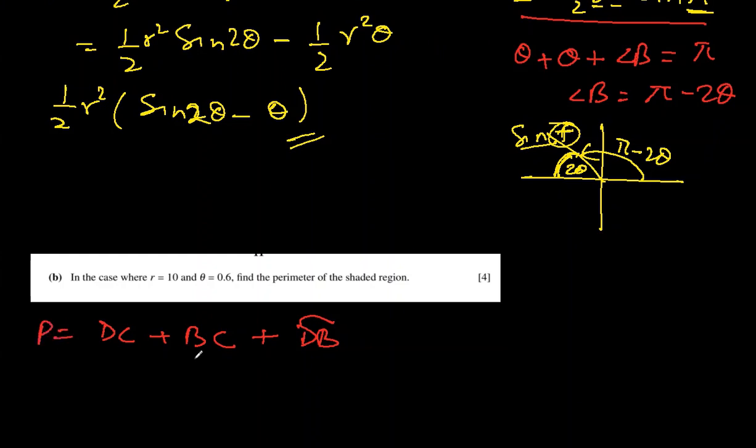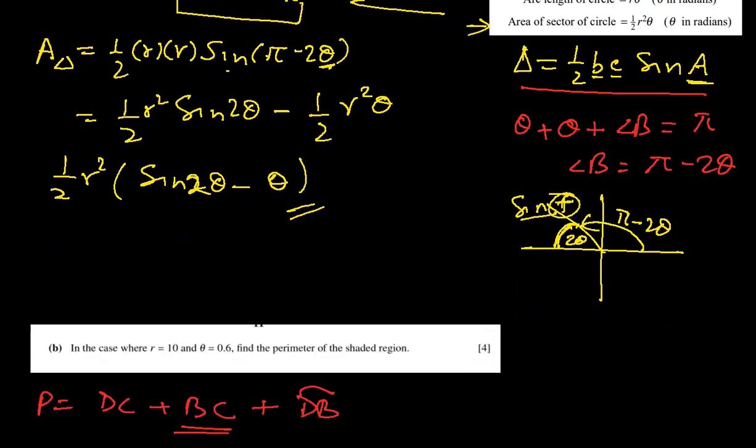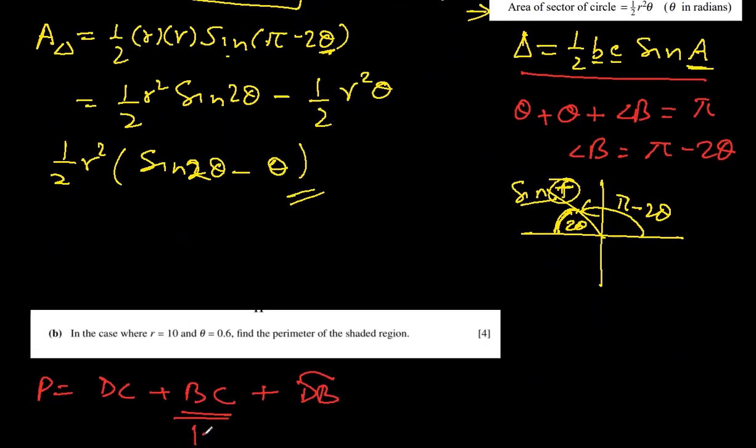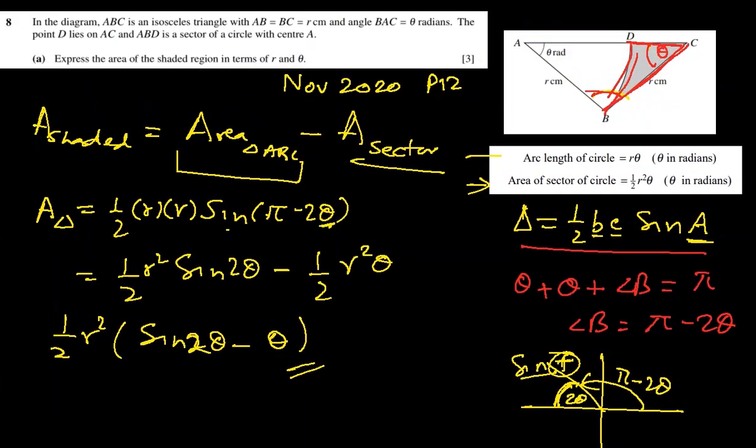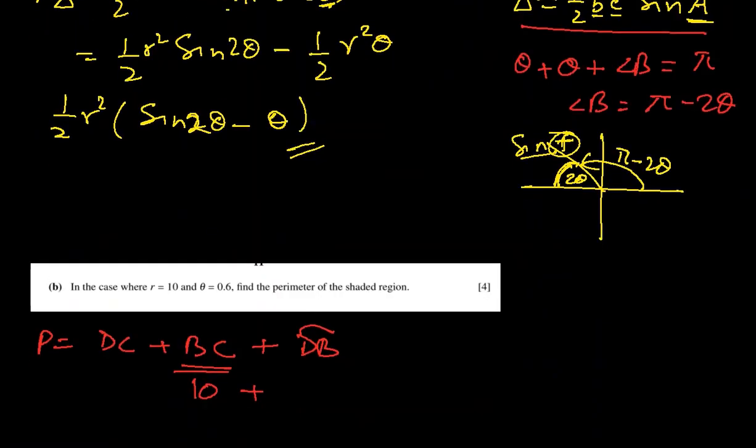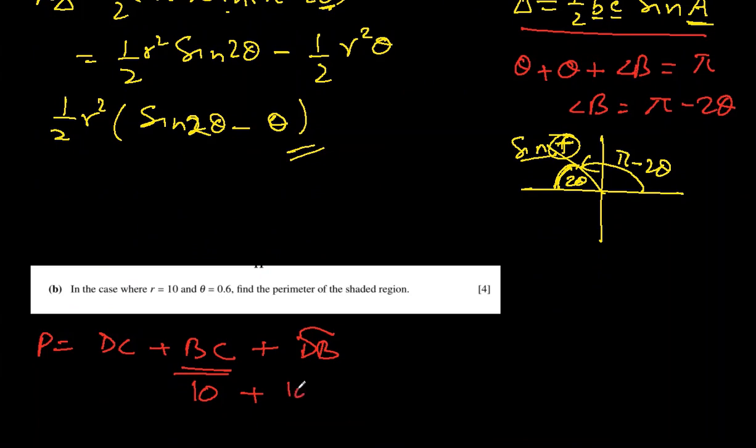BC is known to us. The line BC is 10 centimeters, right? Yes, it is known to us, 10. Arc DB is easy to find out. Let's find it. Arc DB will be, this is the formula for arc, r theta. So r theta, where r is 10 and theta is 0.6.